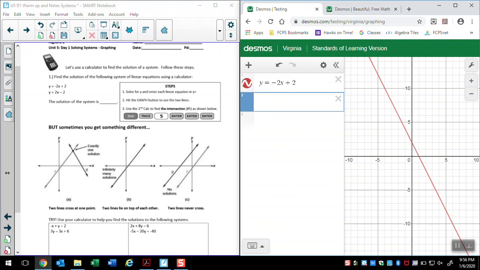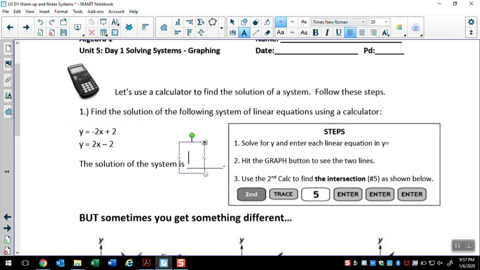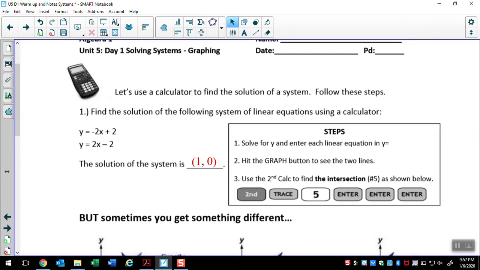Now I can come down to the next line, and I can graph the other equation. y equals 2x minus 2. So now I'm looking for where they intersect. So I've got this red line, I've got this blue line, and they intersect right here at this point. My ordered pair, my solution is that (1, 0). So I can type that in here. So the solution we were able to find through Desmos just by doing that.